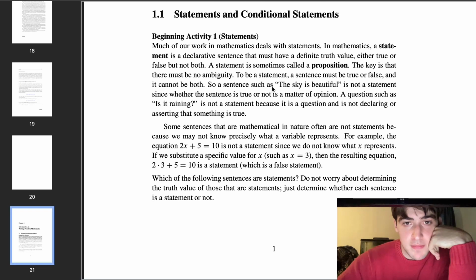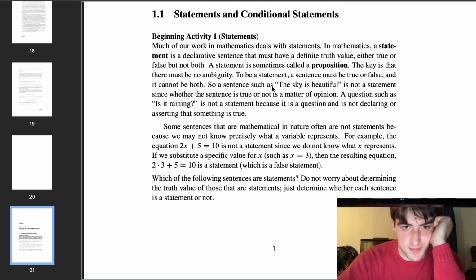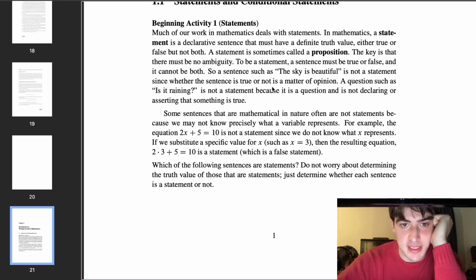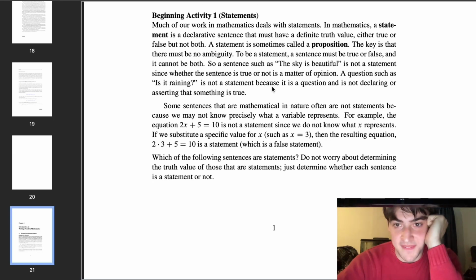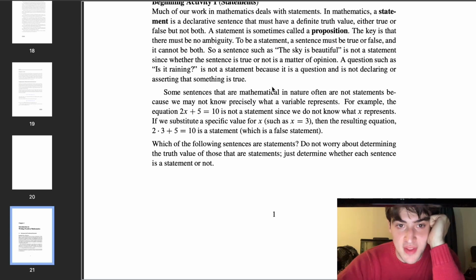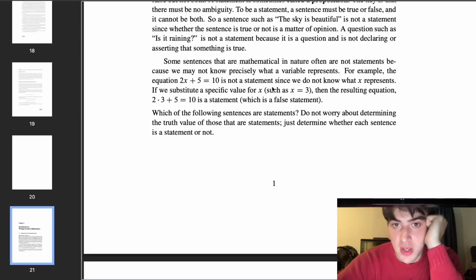Beginning activity 1. Statements. Much of our work in mathematics deals with statements. In mathematics, a statement is a declarative sentence that must have a definitive truth value, either true or false, but not both. A statement is sometimes called a proposition. The key is that there must be no ambiguity. To be a statement, a sentence must be true or false, and it cannot be both.